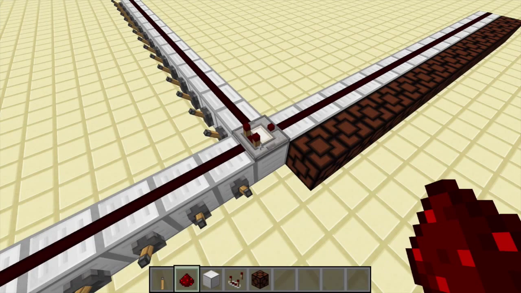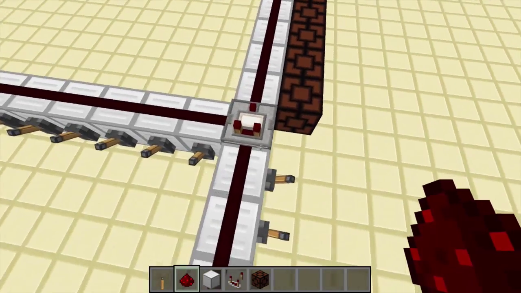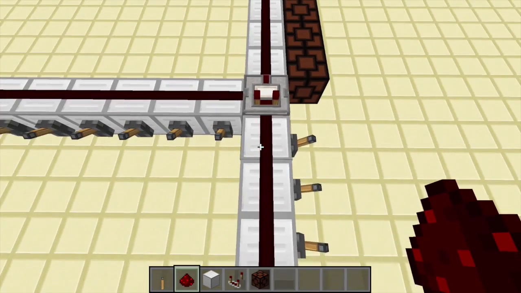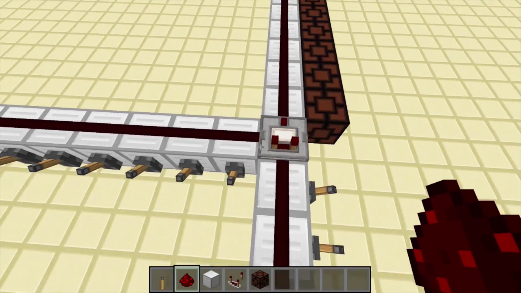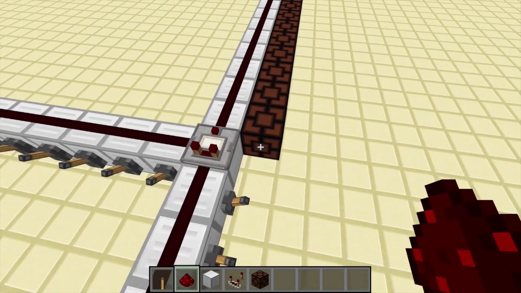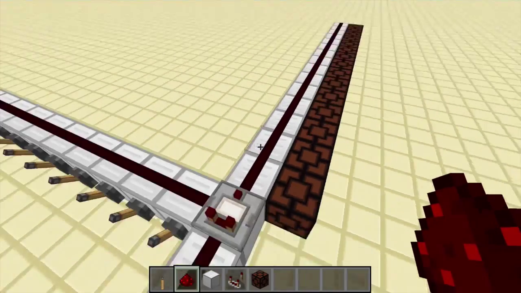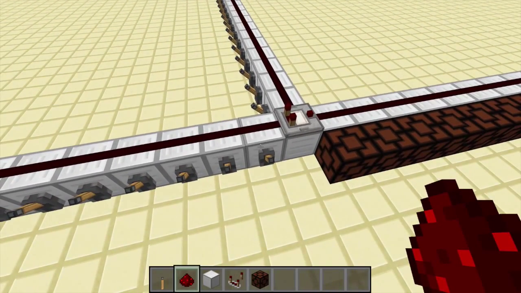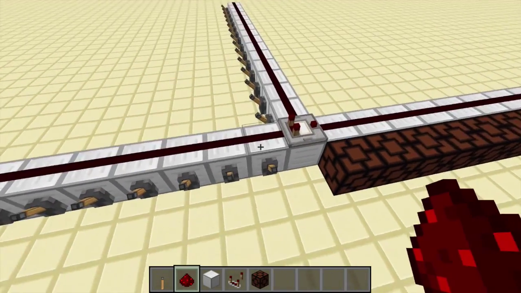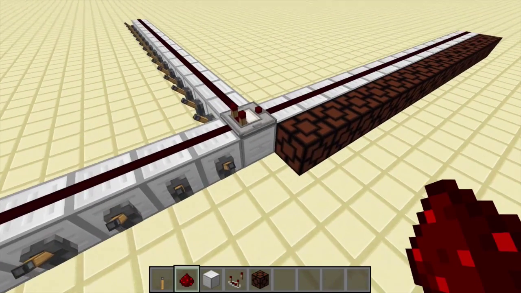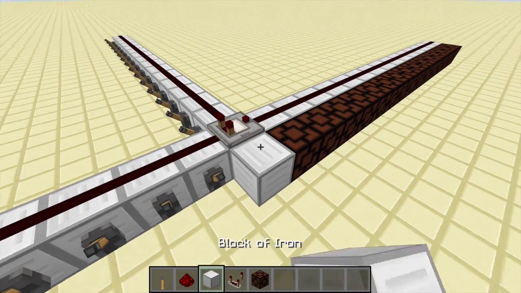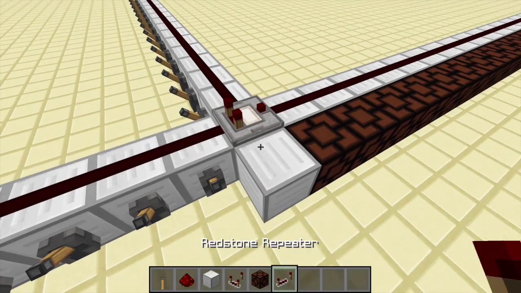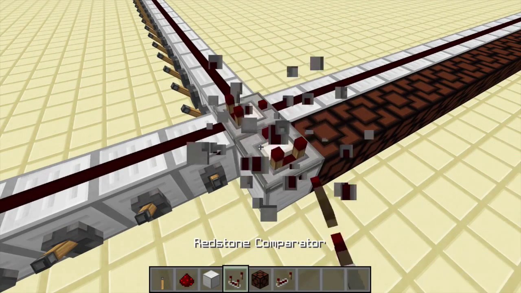So let's begin with the compare mode. The comparator basically has two inputs, the main input on the back and the secondary input. The secondary input can be on the left or on the right, it doesn't matter. At the front there is the output. The main input can be activated with everything, so you can take a redstone, you can take a repeater, you can basically take everything. And the side input can only be activated by redstone, a repeater or a comparator.